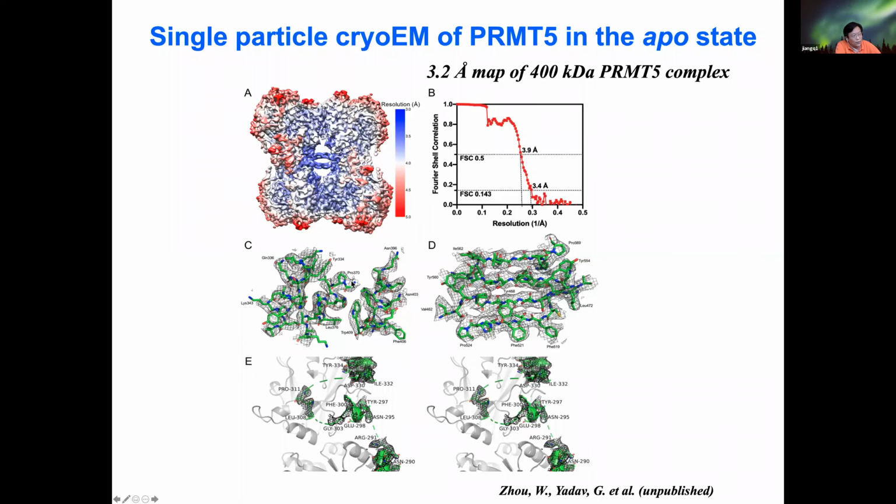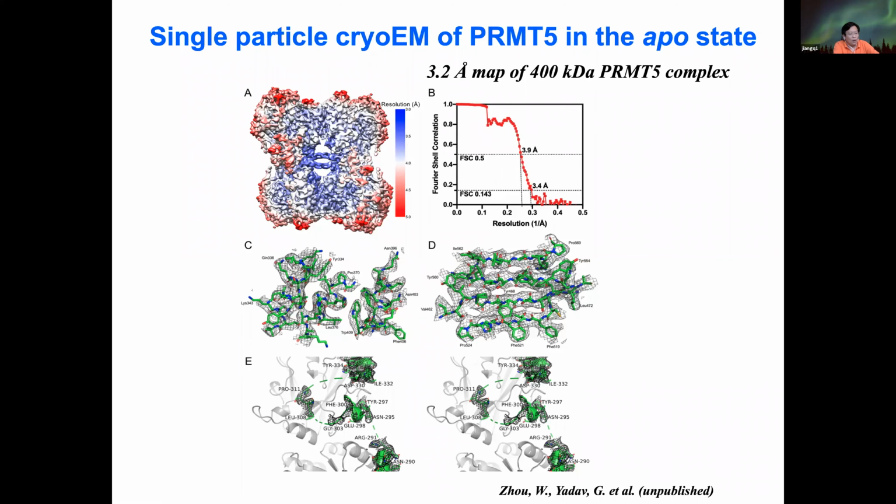side chains of the bulky residues very well, and also the loop. There is a flexible loop right next to the active site somewhere here. As you can see, this flexible loop is actually quite flexible in the apo state.